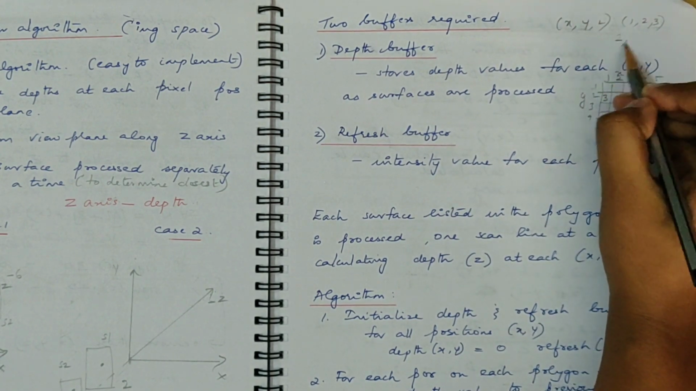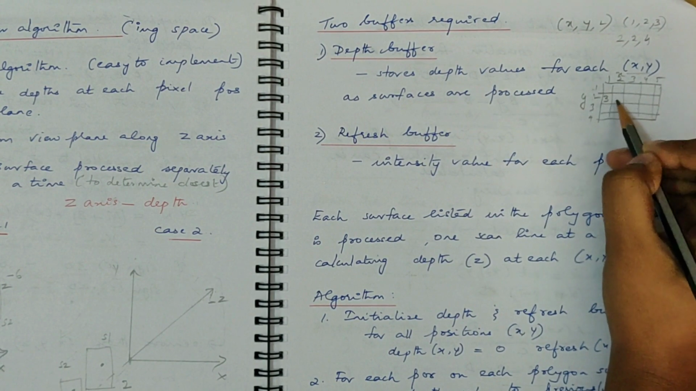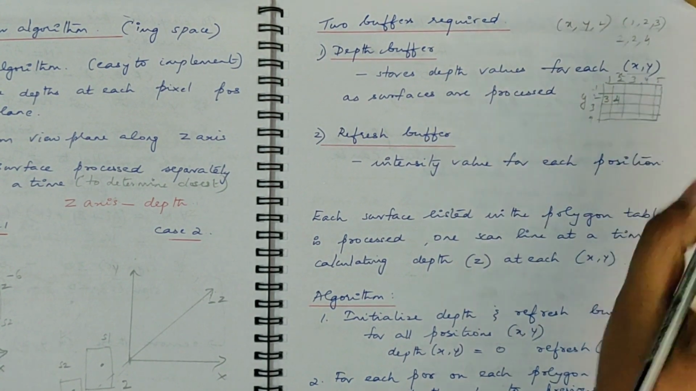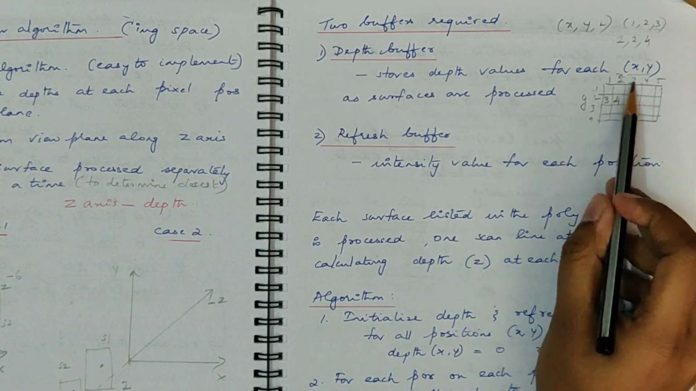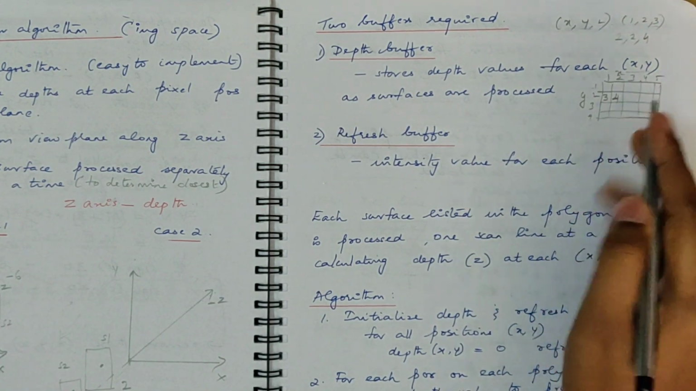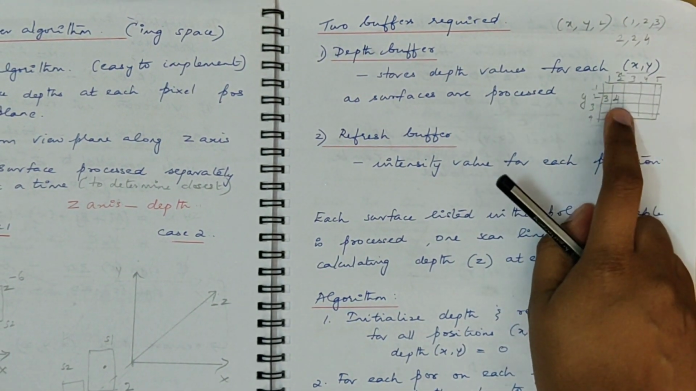Say for example, if I have 2, 2 and then 4, then that means at 2, 2 the depth value, the z value, is 4. So this is a buffer which stores the depth. Why we store the depth is because we need to compare the depth for each surface. So for that you will store the depth.